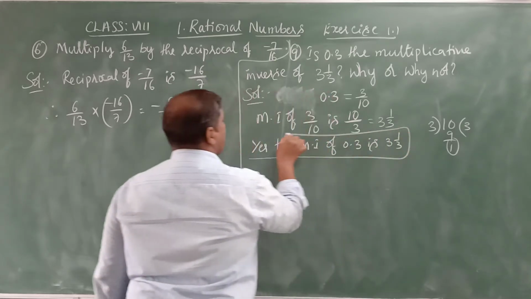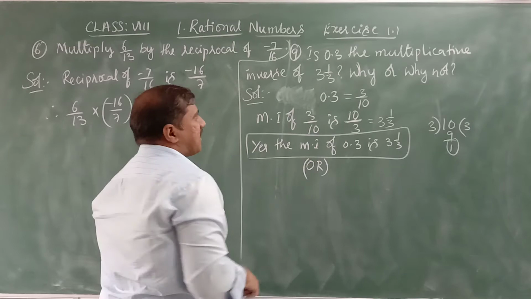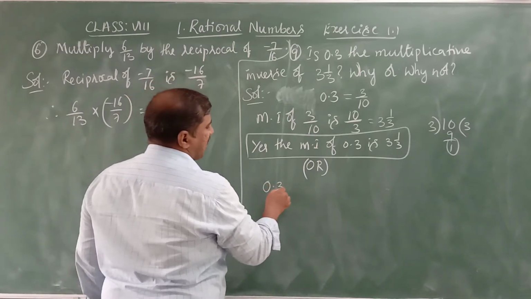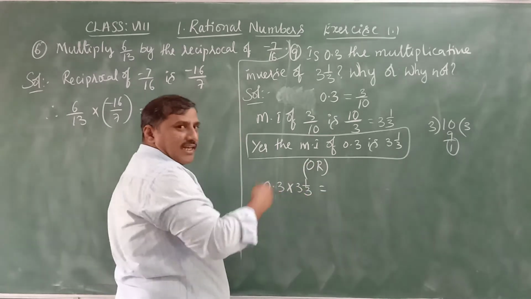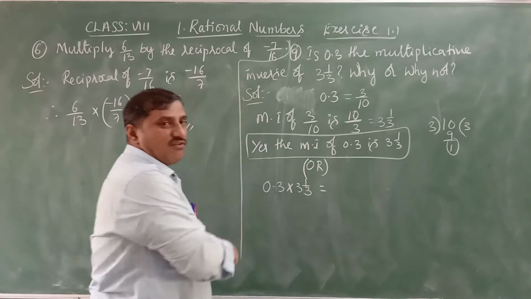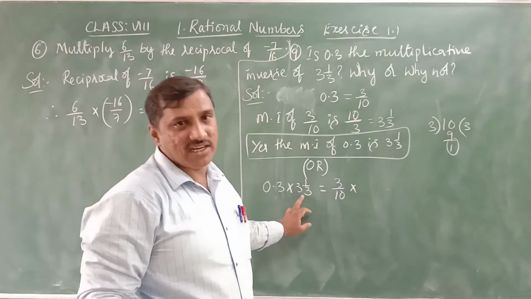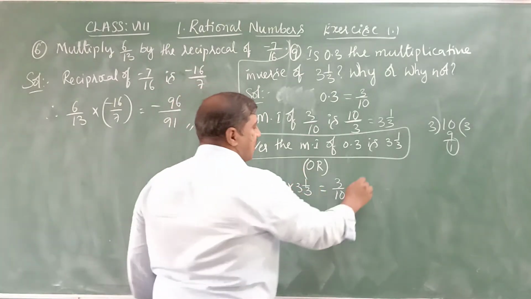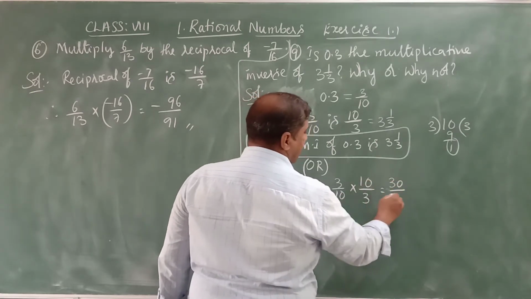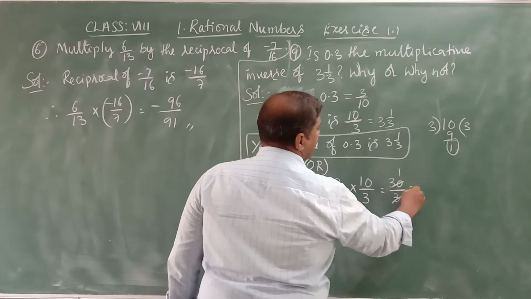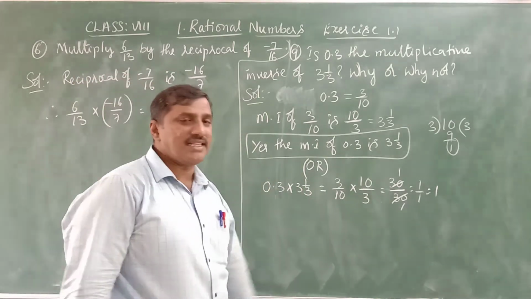Now, if you want, we can multiply in the other way also. Multiply both the numbers. 0.3 is multiplied with 3 1 by 3. Write the fraction which is given in the decimal form: 0.3 as 3 by 10, into, convert this into an improper fraction: 3 into 3, 9, 9 plus 1, 10. 10 by 3. That is 3 into 10, 30, divided by 10 into 3, 30. 30 ones are 30, that is 1 by 1, which is equal to 1. So, the product we got is 1. The product of these two numbers is 1.